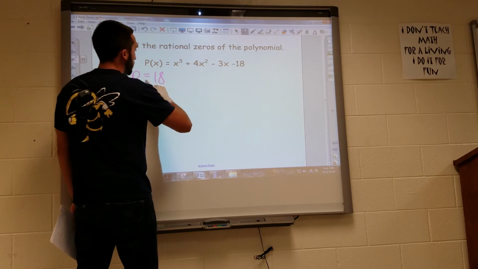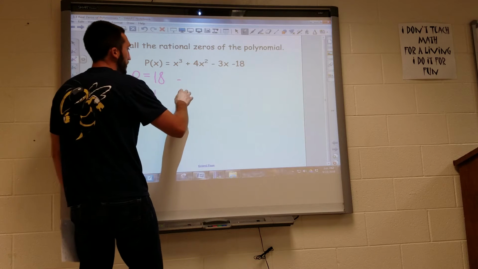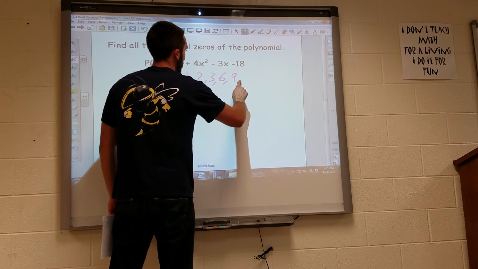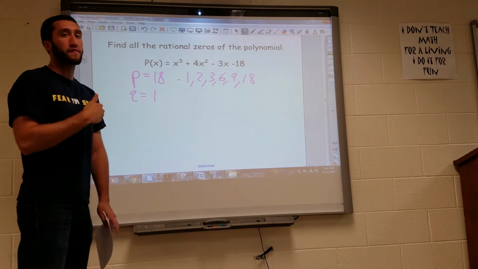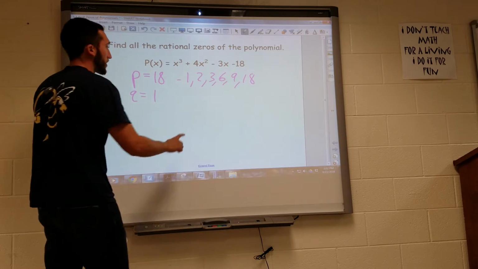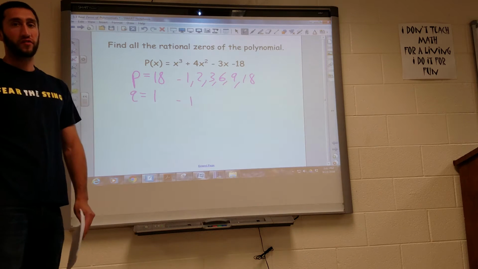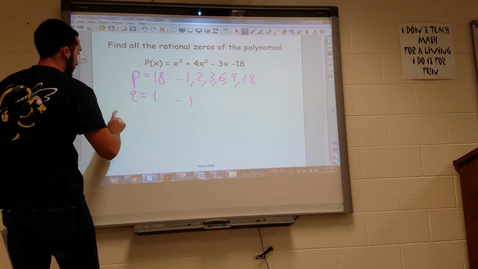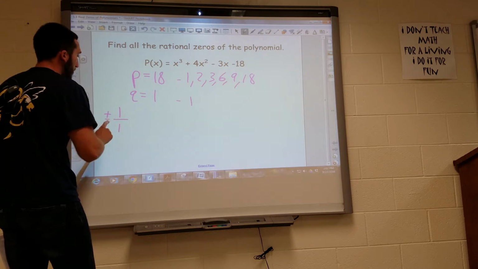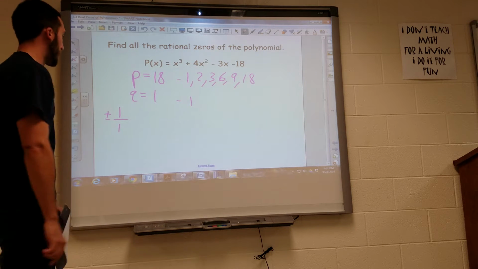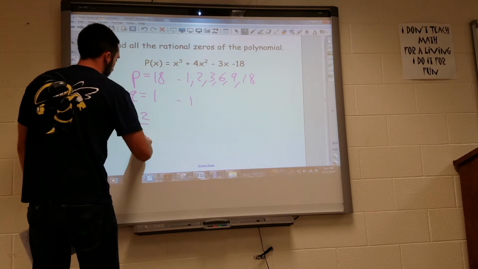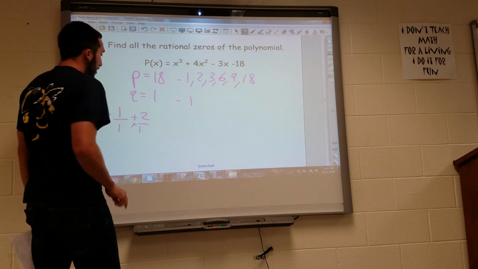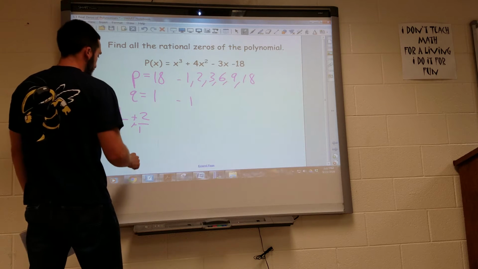So I take all the factors of p, right? So I take the factors of p, meaning 1, 2, 3, 6, 9, and 18, and I divide them by all the factors of q. In this case, just 1, because 1 is just a factor of itself. So what that looks like is I take my factor of 1 divided by 1, and it can be the positive or negative of that. I take the 2 divided by 1. Could be the positive or negative of that.